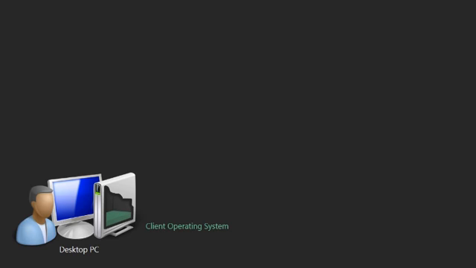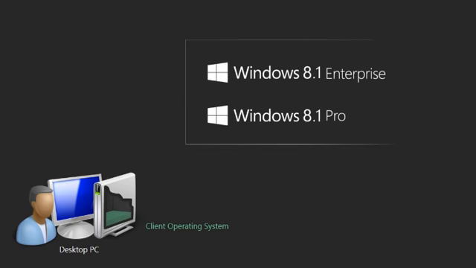Now, Windows 8.1 comes in several different editions, but the only two which are available through volume licensing are Windows 8.1 Enterprise and Windows 8.1 Pro. Now, the Enterprise Edition does have some extra functionality when compared to Pro, but of course our focus today is on how they are licensed.